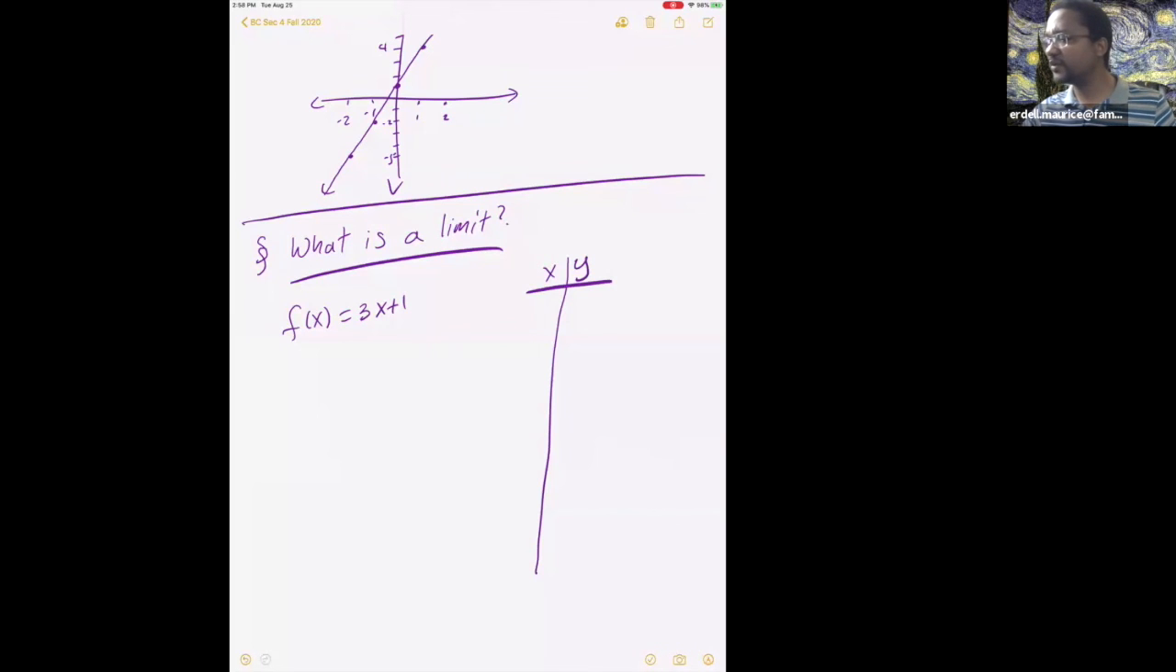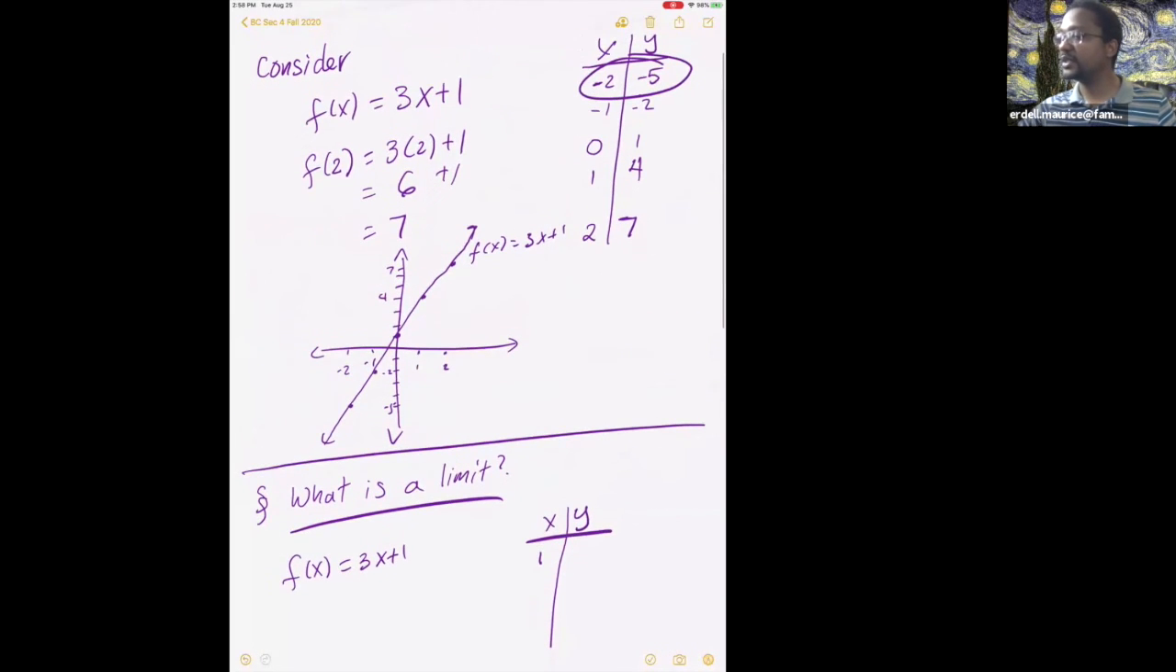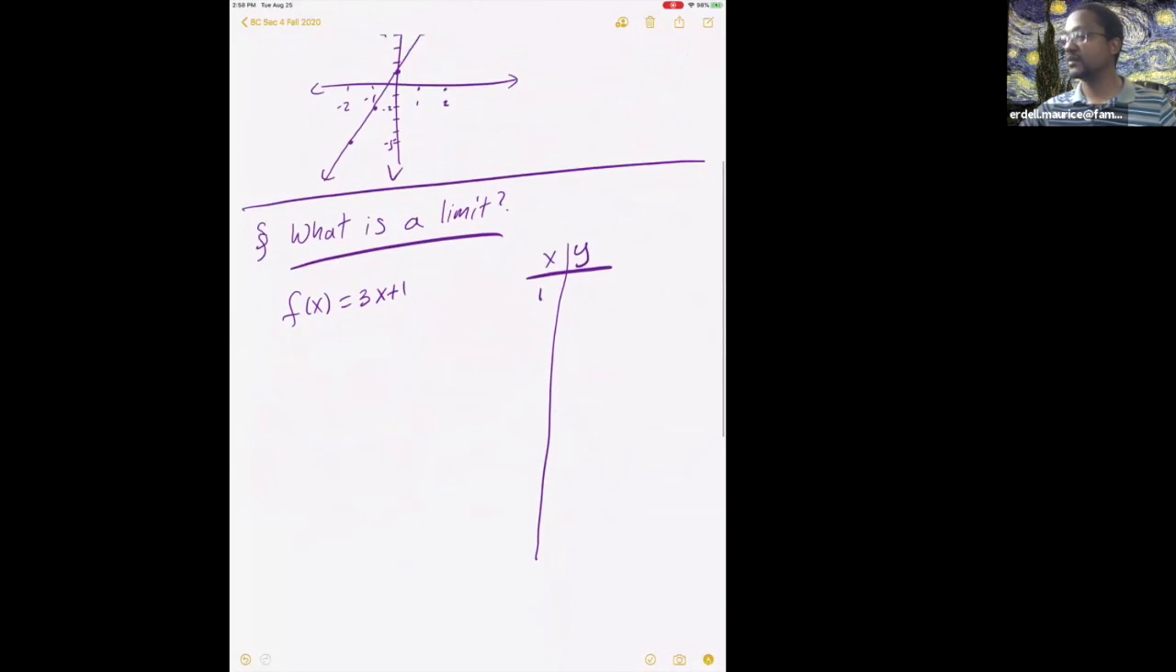First thing I'm going to do is plug in 1. When you plug in 1, the answer is 4. The next number I'm going to plug in is 1.5. I plug 1.5 into this function, the answer I'm going to get is 5.5. Then I'm going to plug in 1.9, and I get an answer of 6.7. Then I'm going to plug in 1.99. When I do that, I get an answer of 6.97.